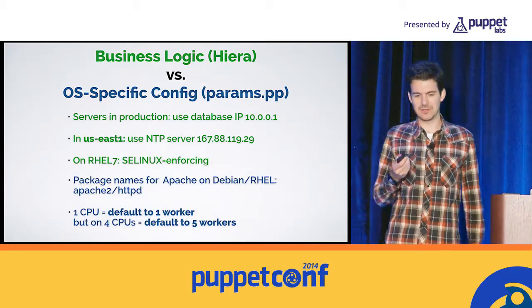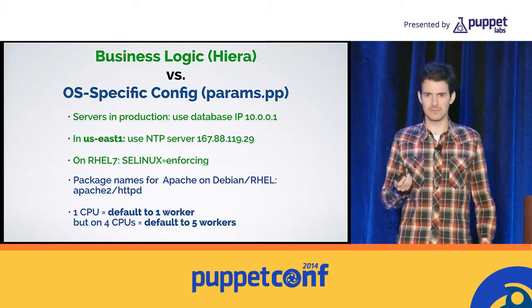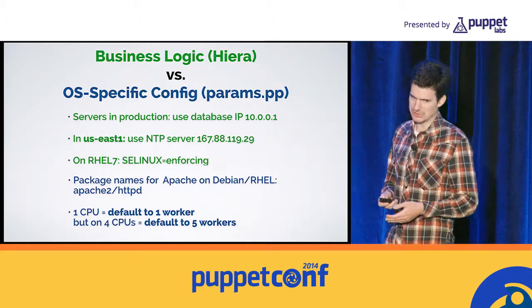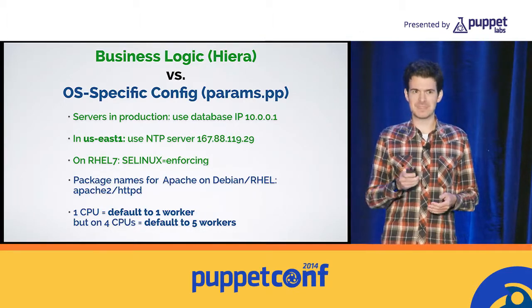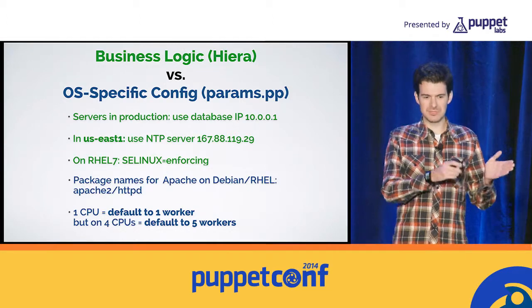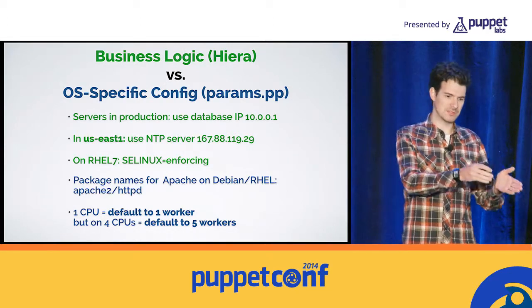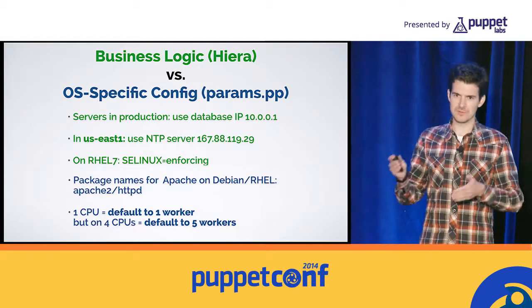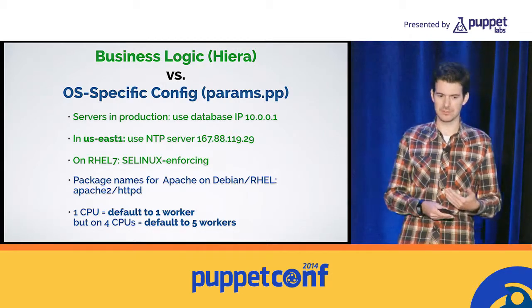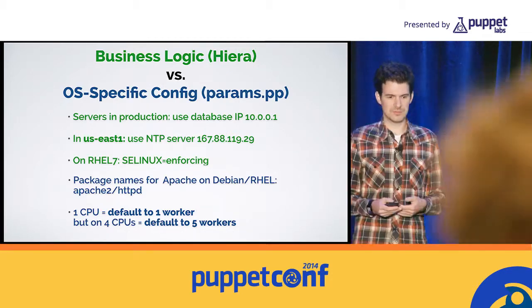OS-specific configuration are things like different package names for different distributions. And also, it's not really an OS-specific thing, but just some sane defaults, like if we have one CPU, just use one worker. But if there are multiple CPUs, have additional workers. So those sorts of things.